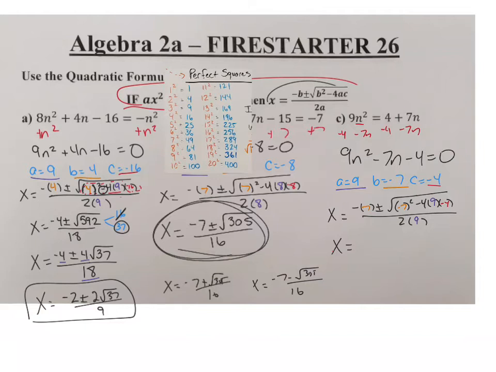Now I have x equals the opposite. The opposite of -7 is +7. Plus or minus, I write the radical all over 2 times 9, which is 18. So in my calculator, I'm going to type in left parentheses, -7. It's important that you close the parentheses before you hit the square button. Then -4, left parentheses, 9, close parentheses, then -4, close parentheses. I end up with 193. 193 cannot be broken down. We are done. That's it for Firestarter 26.